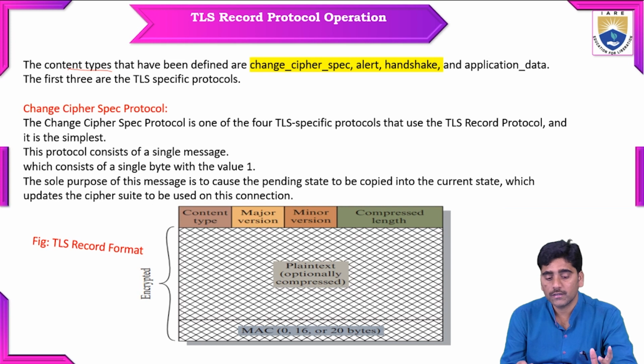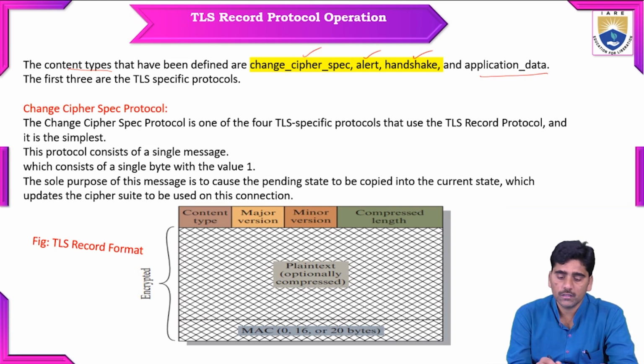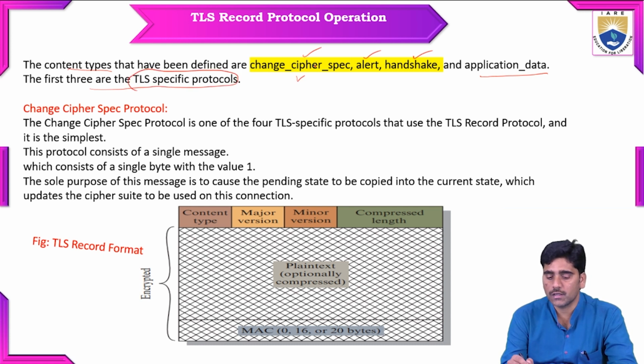The content types that have been defined are change cipher spec, alert protocol, handshake protocol, and application data. Here the first three are the TLS specific protocols: change cipher spec, alert, and handshake.